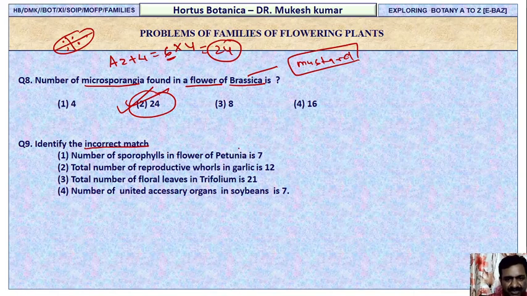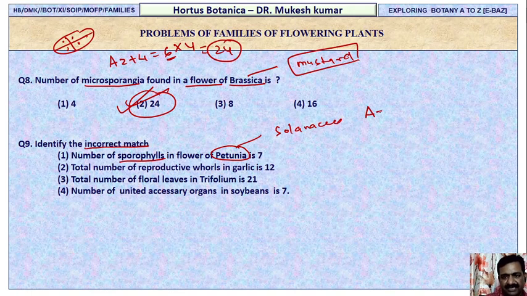See, they are talking about Petunia. Petunia is Solanaceae, remember. So in Solanaceae they are talking about sporophylls. Sporophyll means male and female both will come. So male, what I told you here, is 5. Female, we have 2 under bracket. So how many in total? 5 plus 2 is 7. So this is correct.